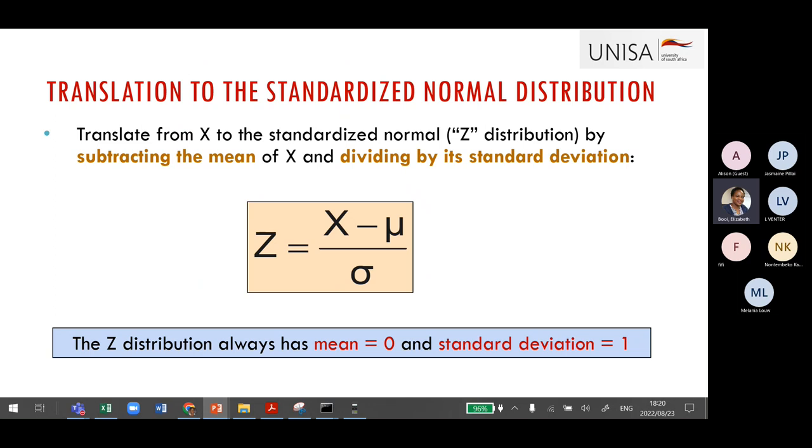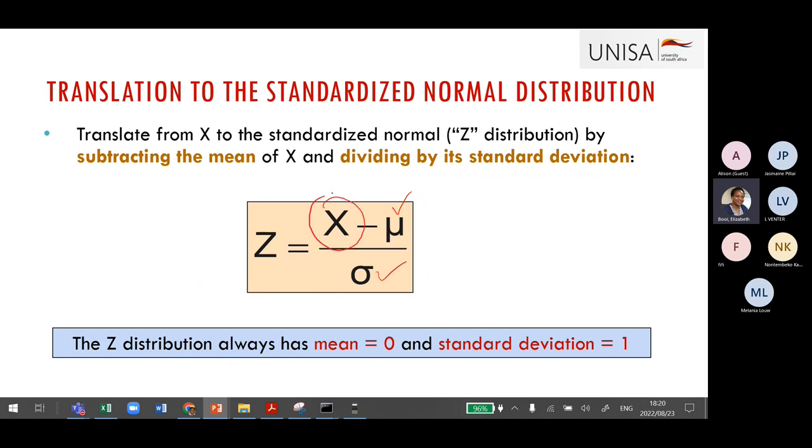In order for us to standardize the raw data, we use the Z score formula, or what we call the Z distribution formula. And your Z score is just your raw score minus the population mean, divided by the standard deviation. Your population mean, you will be given in the statement. Your standard deviation, you will be given in the statement.